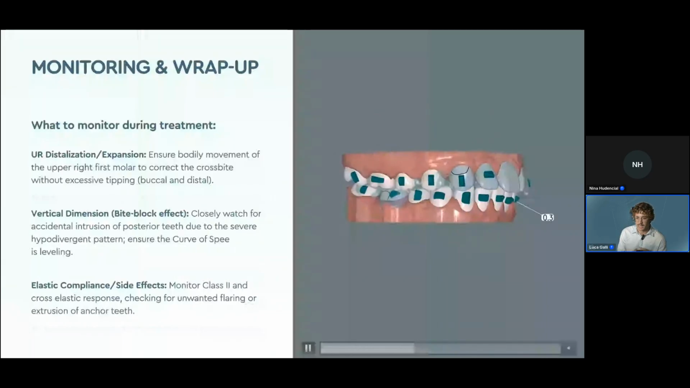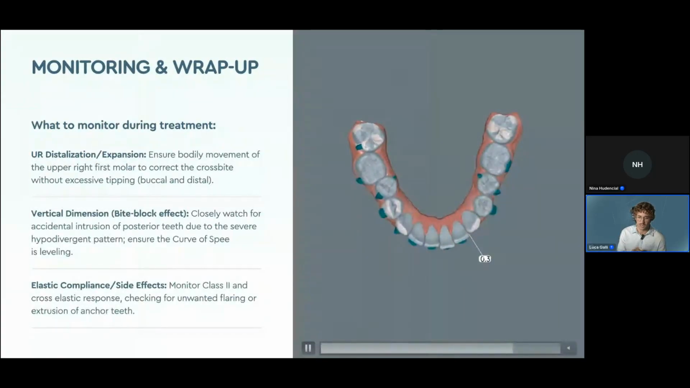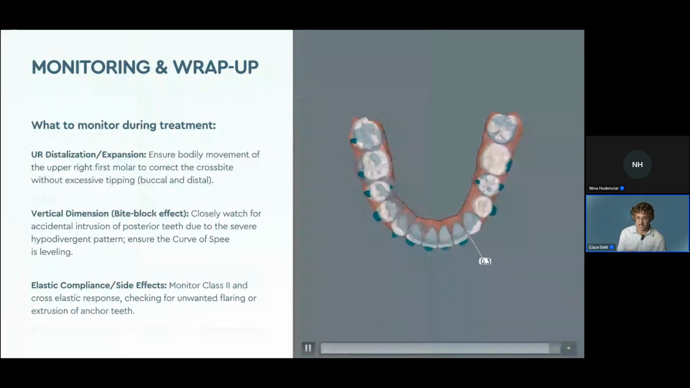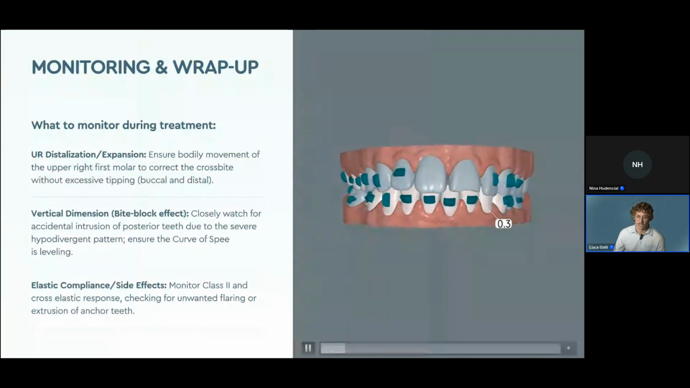Third, I keep an eye on the curve of Spee. I want to see that leveling is happening the way we stage it and not just on paper. And lastly, because aligners are doing a lot of the work here, I'm very proactive with elastic wear. Of course, I explain this to the patient, and if compliance drops, sagittal correction and crossbite correction lose predictability very, very quickly.